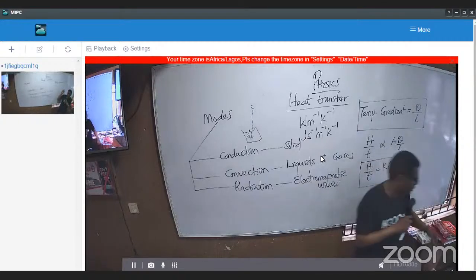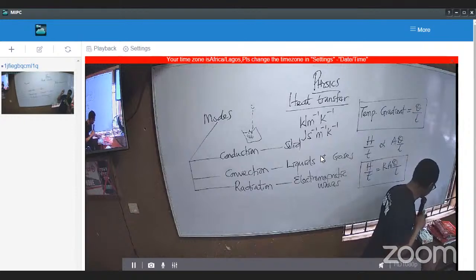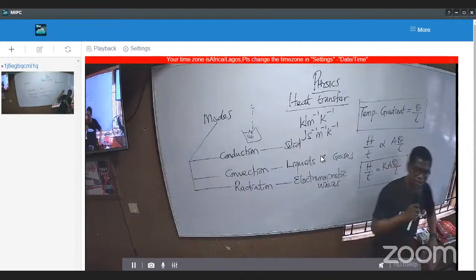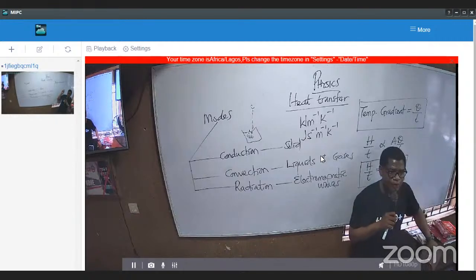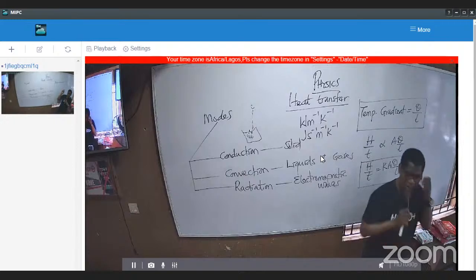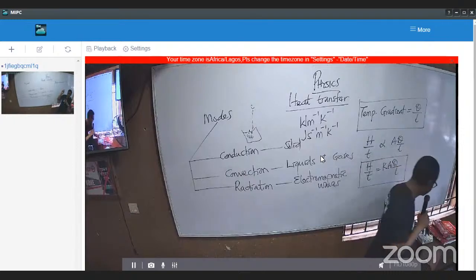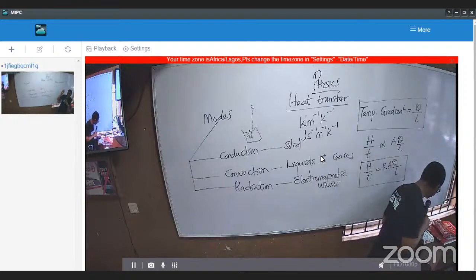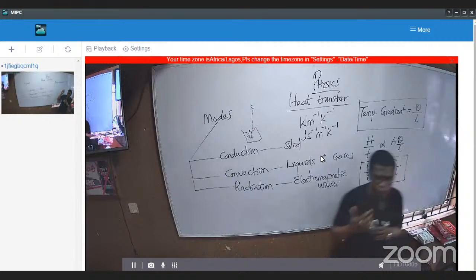Let's write. In convection, this occurs in fluid by actual flow of matter. That is, the transfer of heat by the motion of the fluid.